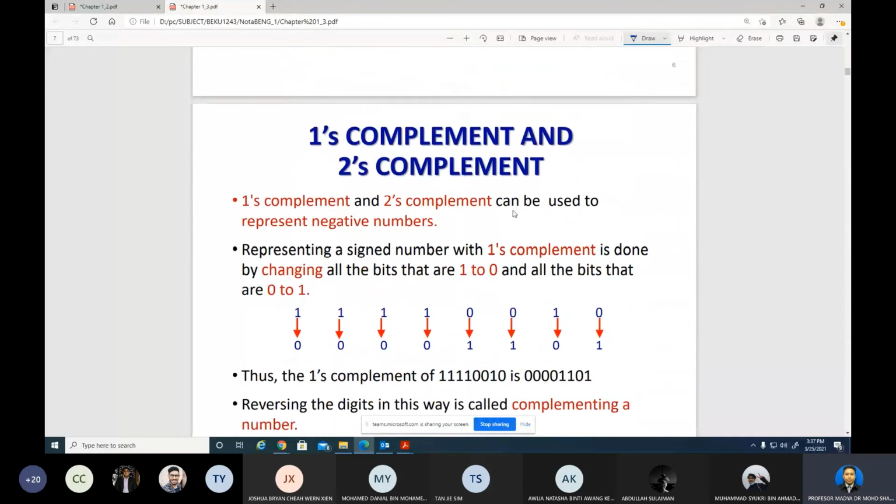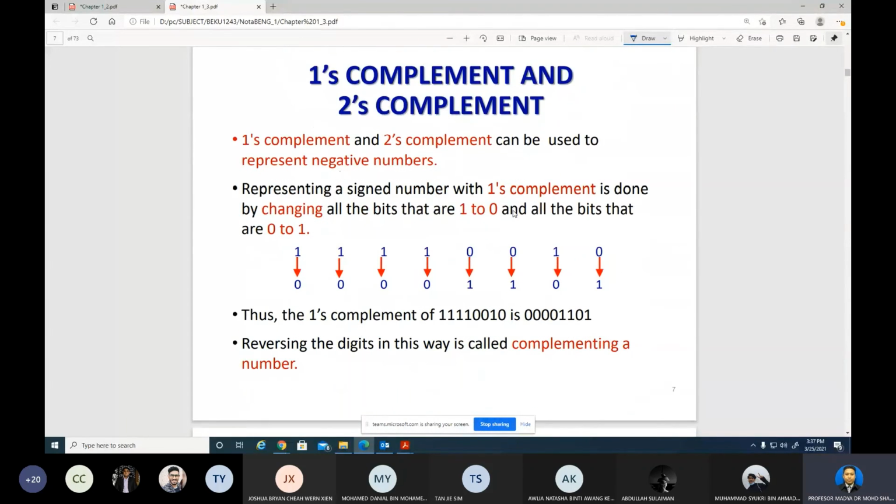Alright, so next we go for first complement. The first complement and second complement can be used to represent negative numbers. So as another method, we can use the first complement or the second complement. The first complement means changing all the bits from 0 to 1 or from 1 to 0. That means, for simplicity, we can declare it as inverting the input. For example, input 1 becomes 0, and 0 becomes 1. That's why we call it the first complement. You can see the example here.